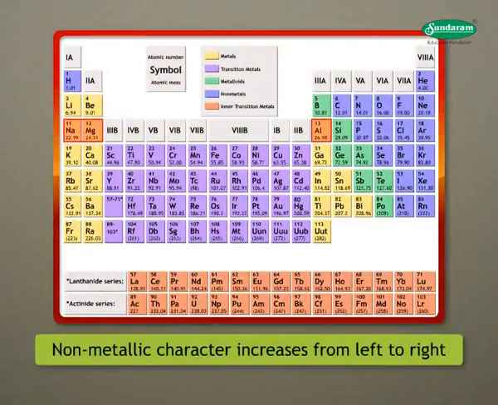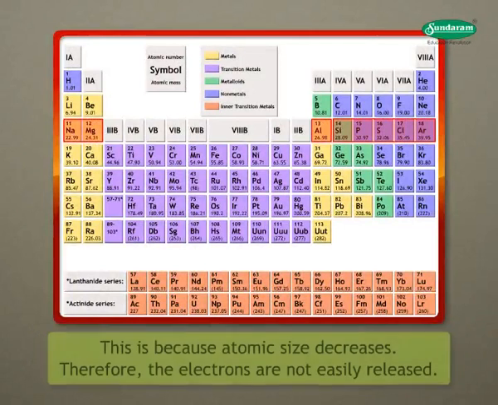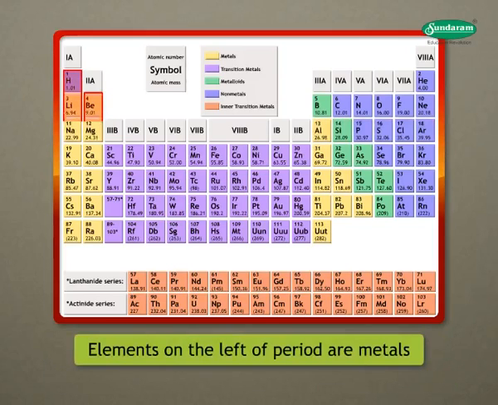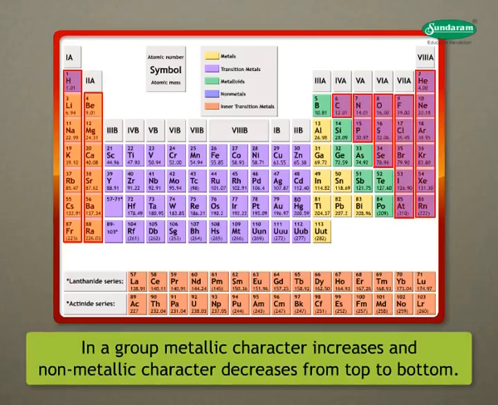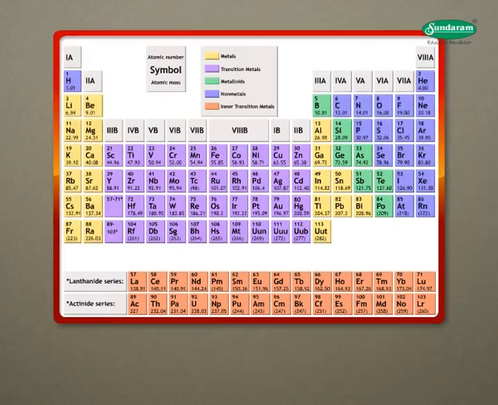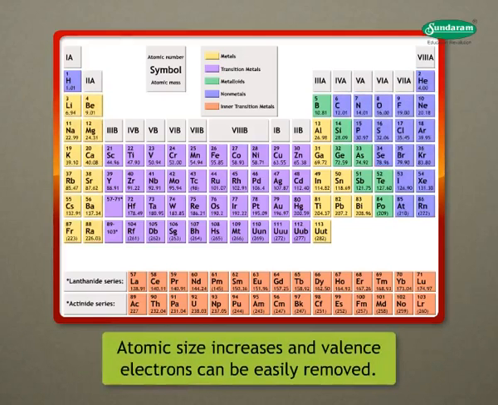and non-metallic character increases from left to right in a period. This is because atomic size decreases. Therefore, the electrons are not easily released. Elements on the left of period are all metals and on the right are non-metals. In a group, metallic character increases and non-metallic character decreases from top to bottom. This is because atomic size increases and valence electrons can be easily removed.